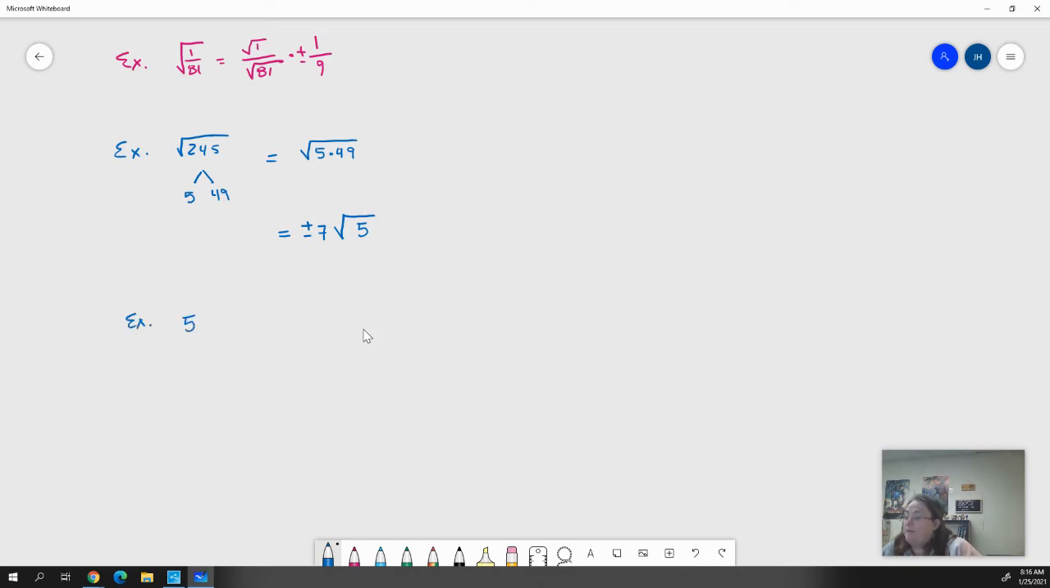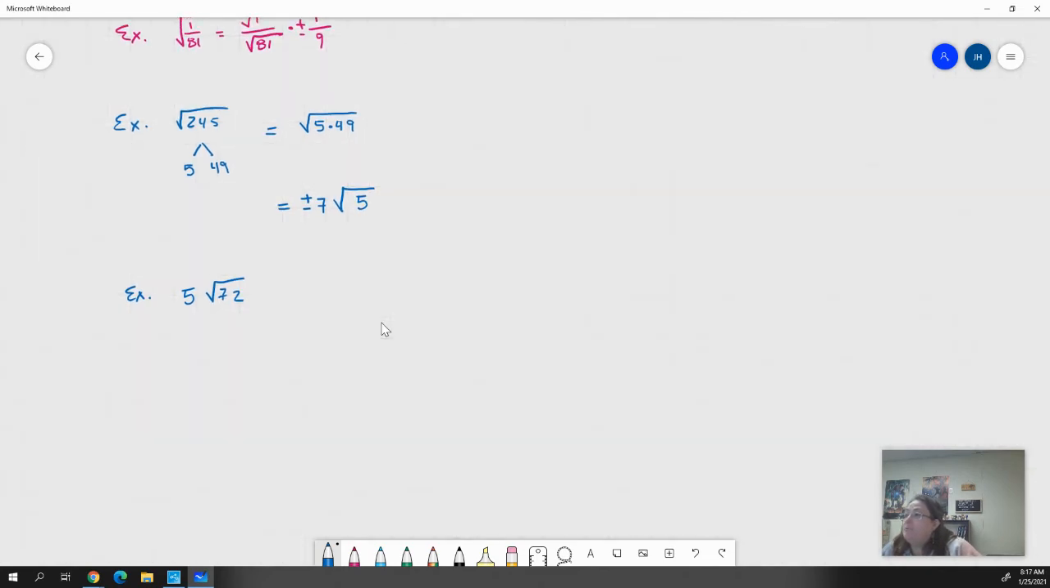Let's look at that again with, let's say, 5 times the square root of 72. Now, what I know about 72 is that it is divisible by 2, right? It is actually 2 times 36, right? And 36, we know, is a perfect square. It equals 6 times 6. So let's rewrite that. Let's go 2 times 36. So when I take this out, I'm going to have 5 times 6, positive or negative 6, but still 6 nonetheless.